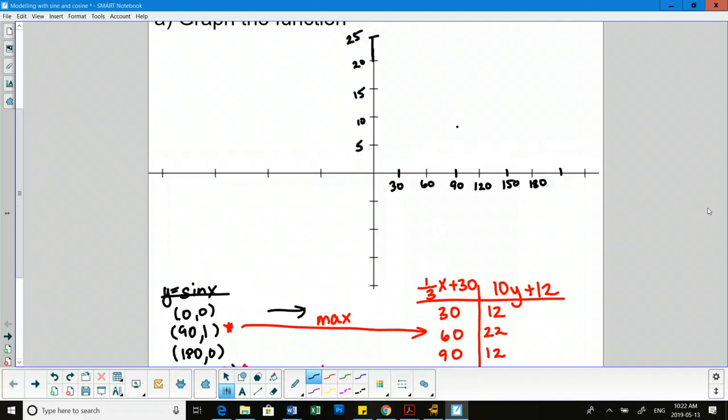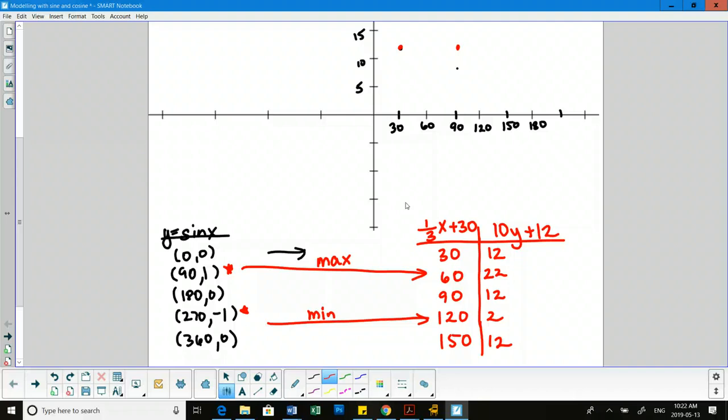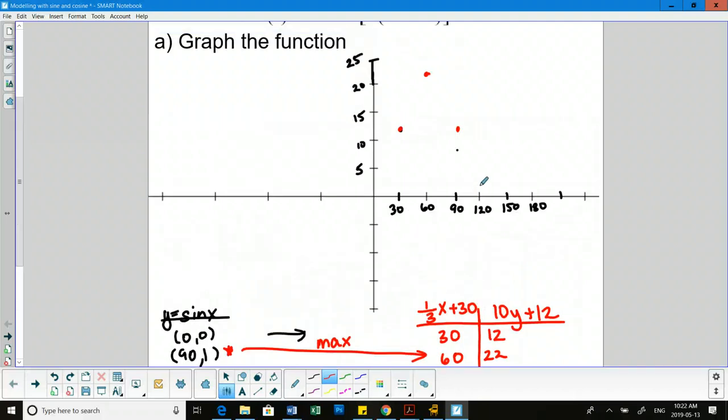Okay, so we'll just graph our points from here. At 30, we were at 12. At 60, we were at 22. At 90, we were back at 12. At 120, we're at 2. And at 150, we were back at 12.